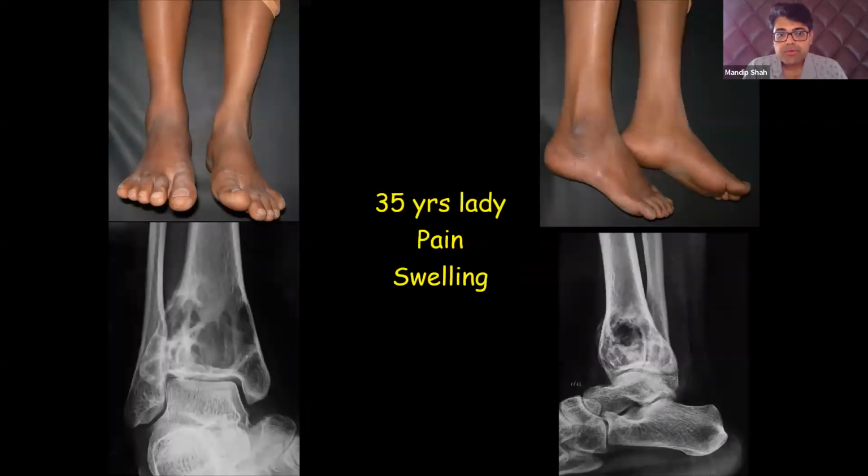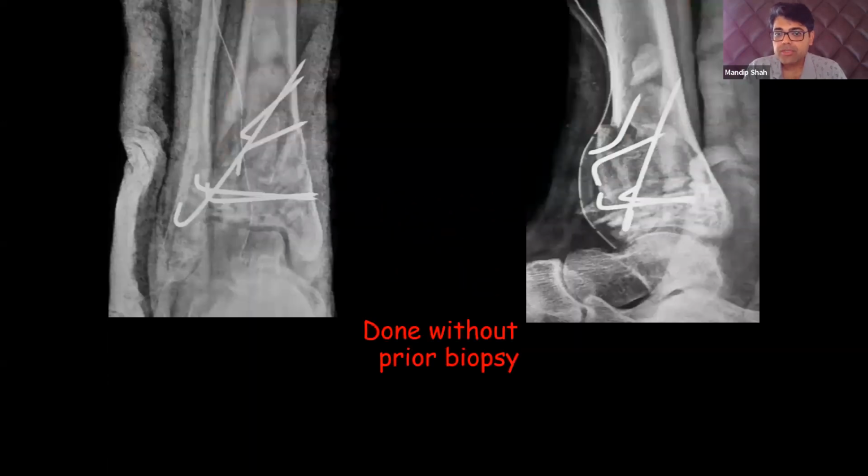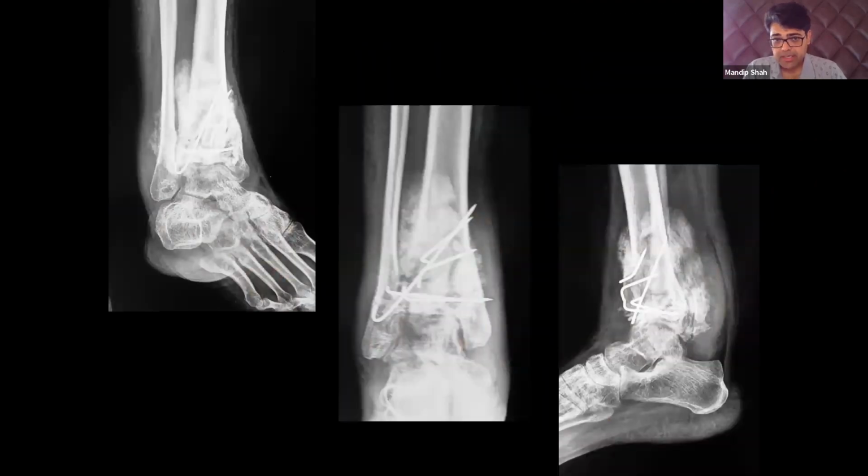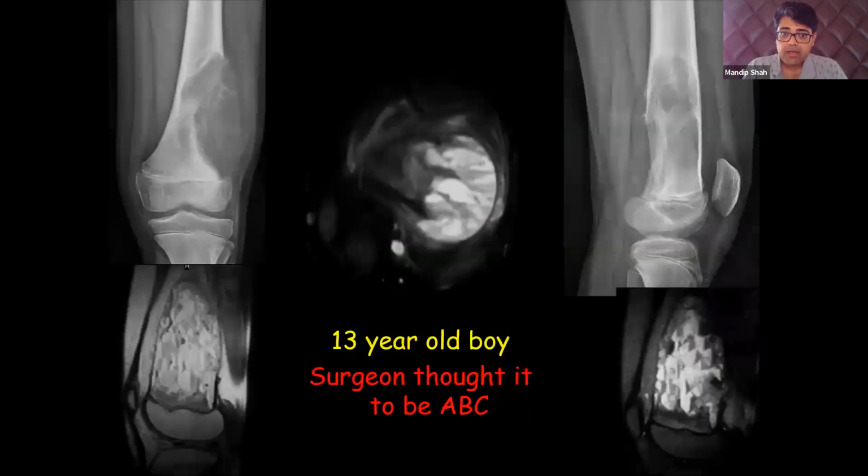This is another patient where this lesion was assumed to be a giant cell tumor. A curettage and bone grafting was done without a prior biopsy. And when the patient presented to us at 9 months, it was pretty obvious that this was an osteosarcoma. And this procedure could have been avoided if a simple biopsy was done. Another patient, this same X-ray I showed during my last interaction with you. This was thought to be an ABC.